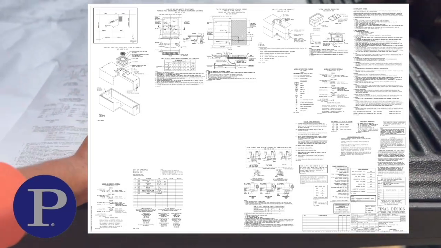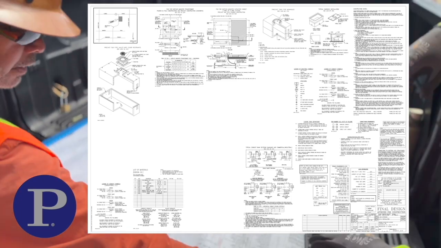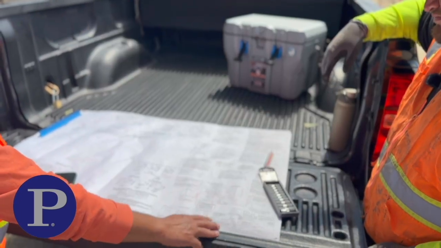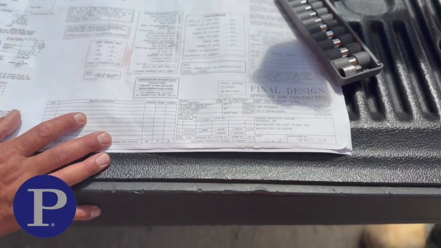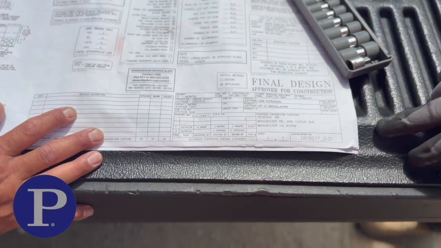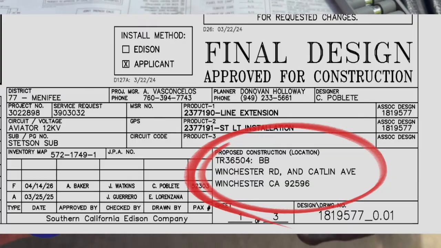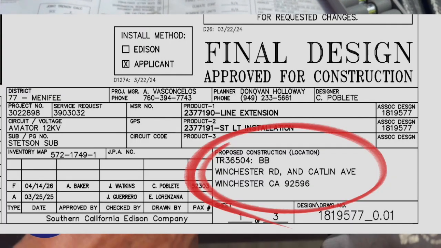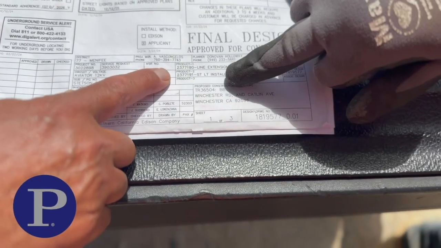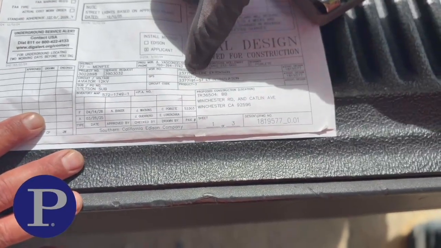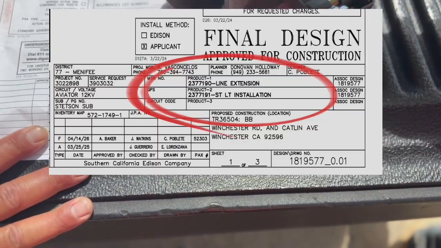And what information, Manny, do you have on this front page and specifically in this corner? I want to make sure I'm on the right job site, that I have the right plans. So here it states the address of the job, the cross streets, the location, and also the TD number here, the line extension.